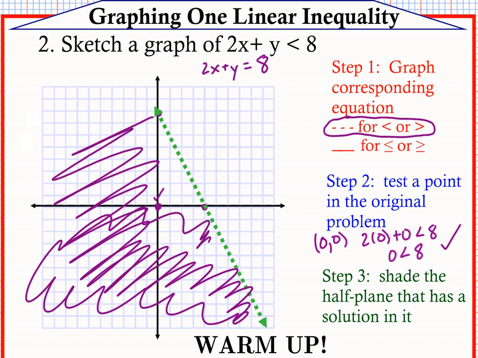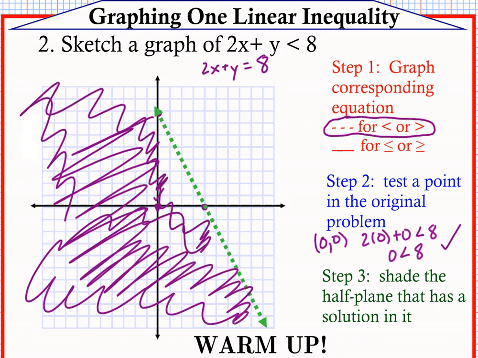And again, what this means is anything on that side of the line is a solution to this inequality. -10, 0 should work. And 0, -10 should work. And 3, 0 should work, for example.